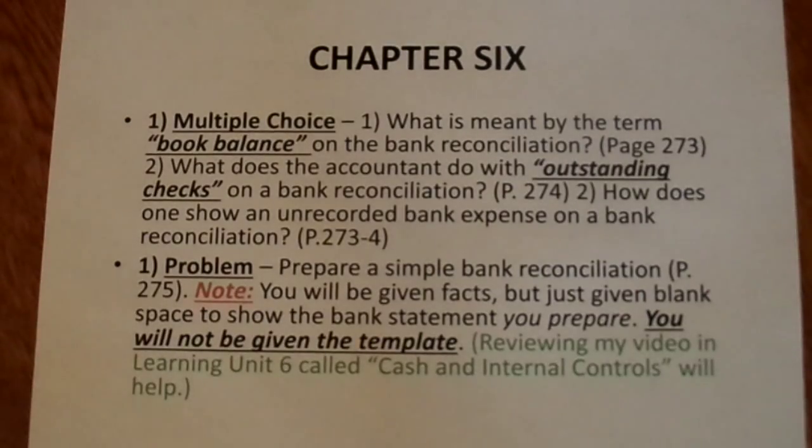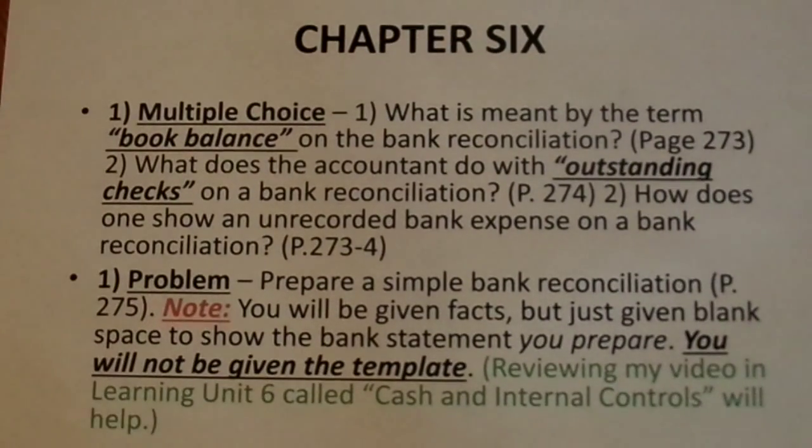So I've taken the approach, as I did with the midterm study guide, of going over what each question is asking or what it's based on. So from Chapter 6, there are a total of 3 questions, and one of them, you've had a duplicate number 2 on here. So the first question is, what's meant by the term book balance on the bank reconciliation? That's discussed on page 273, but I'll give you a hint, or really I'll tell you the answer. Book balance means general ledger balance.